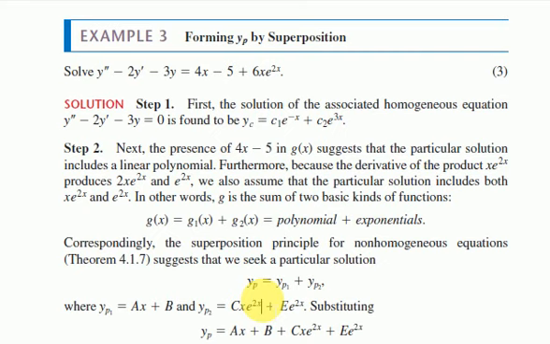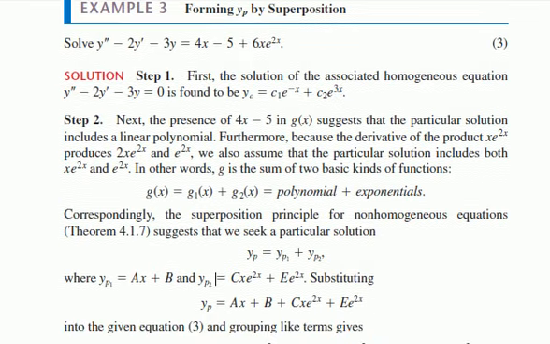Now yp is equal to yp1 plus yp2. Substitute this yp1 here and this yp2 here, which gives yp is equal to ax plus b plus cx e raised to power 2x plus capital E into e raised to power 2x. Now this is yp. What we do after this is, as this is the particular solution of this differential equation, this solution must satisfy this differential equation.